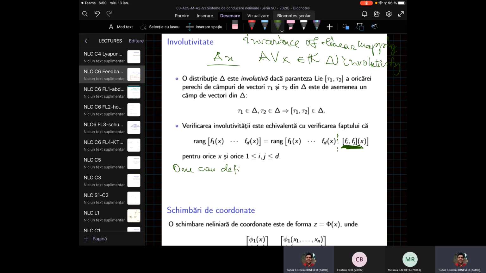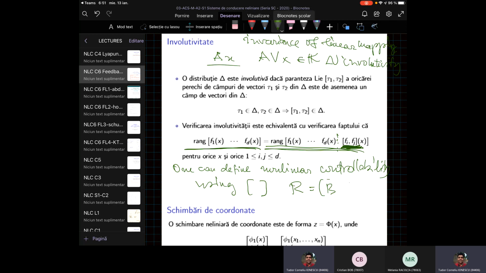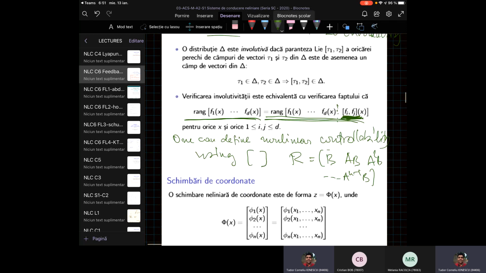One can define nonlinear controllability using the Lie bracket, because this looks like the controllability issue. You remember that? The controllability matrix R: B, AB, A squared B, up to A to the power n minus 1 B. If you check this out, this R is actually some sort of property like this matrix here. So it's like the rank of R. Do you understand what I'm saying? So you can also recover all these things from the linear case.